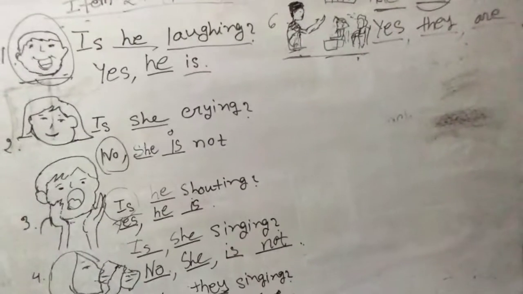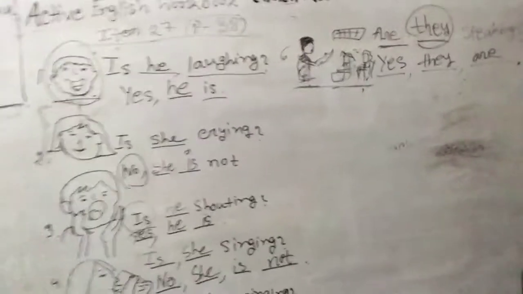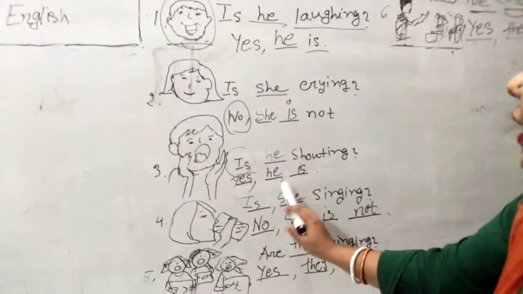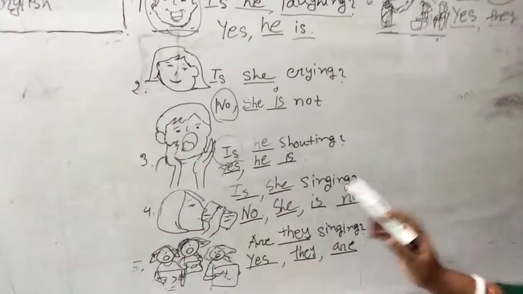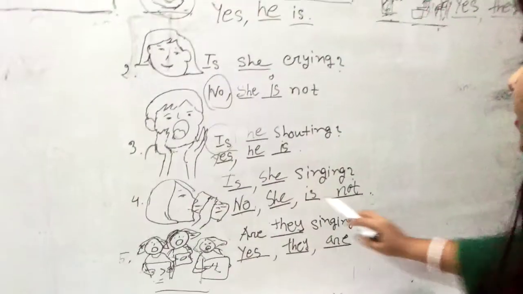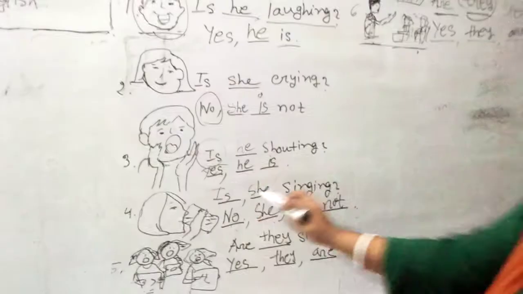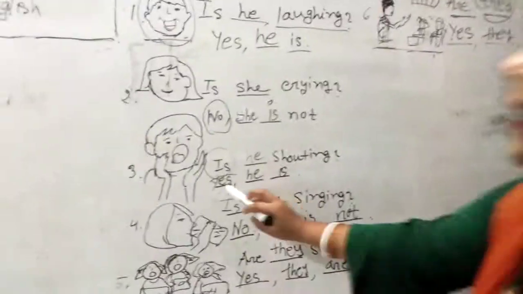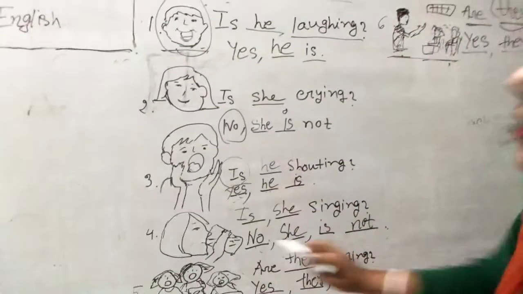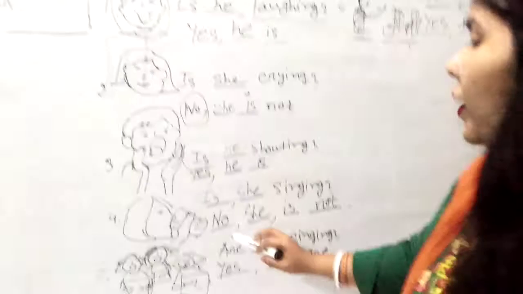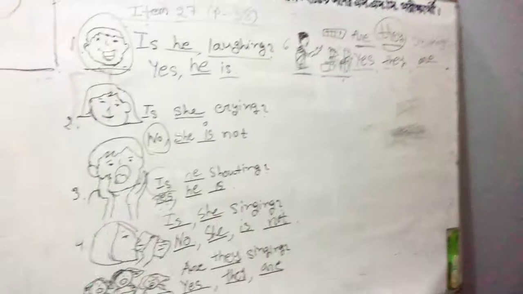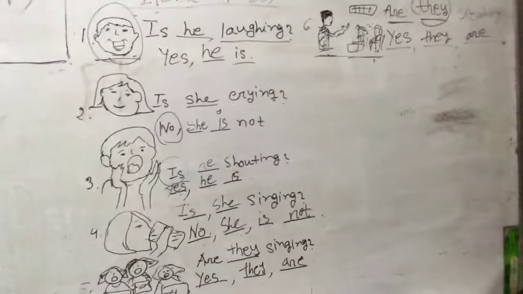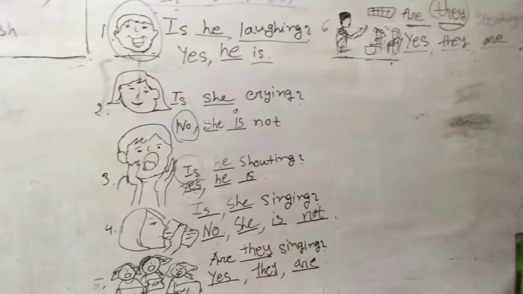I should give you one trick: if the answer is yes, you will have just 3 words, three fill in the gaps. Yes, he is. 1, 2, 3. If it is a no, you will have 4 gaps. No, she is not. 1, 2, 3, 4. If it is yes, you will have just 3 words. If it is a no, you will have 4 words and 4 gaps. Okay, so it's a very short and little trick. You can apply it. So I hope we are done with this.